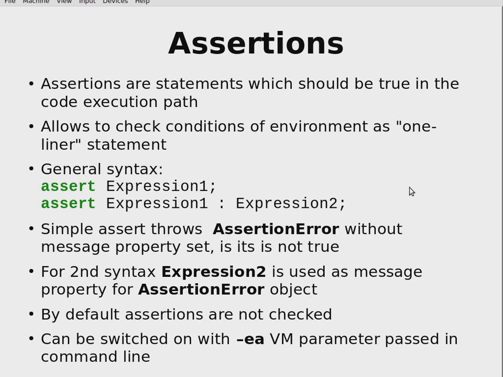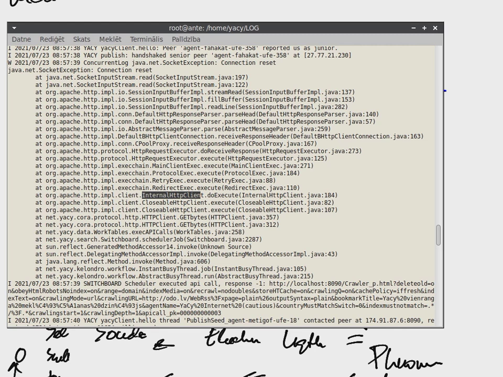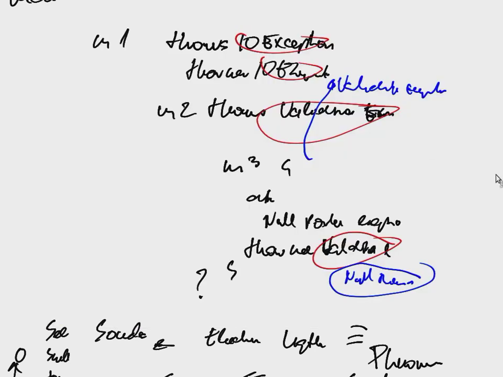In the more elaborate case, you assert some expression, and if it's not true, then an assertion error will be thrown, where this expression will be put. This expression should in general be a string, but of course, if it's not a string, it will be converted to a string implicitly. And this expression will be put into the message field of the assertion error. What is important about assertions is that you can enable and disable them during runtime. And assertions were introduced because of the following problem.